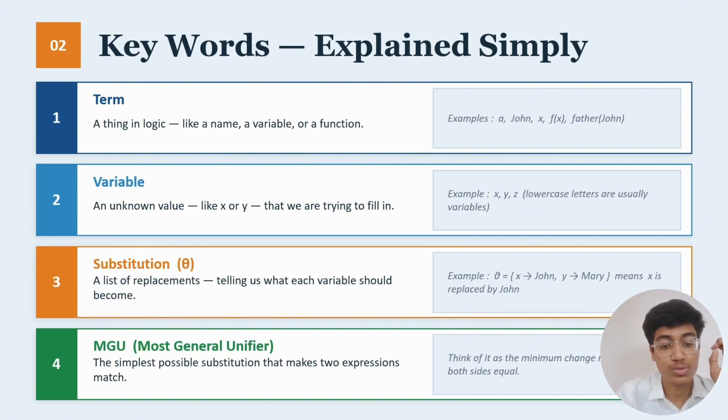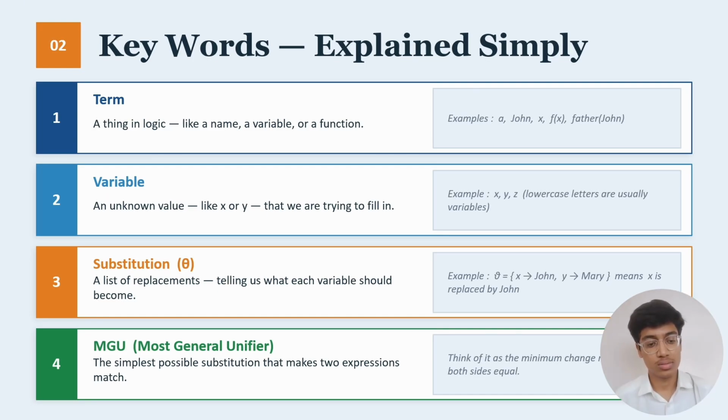Unification finds the simplest possible substitution that makes expressions match. The final conclusion is that unification works like filling blanks in logical statements, so both statements become identical. The proper meaning of unification is that variables are unknown values, unification replaces variables, and the goal is to make two expressions equal.